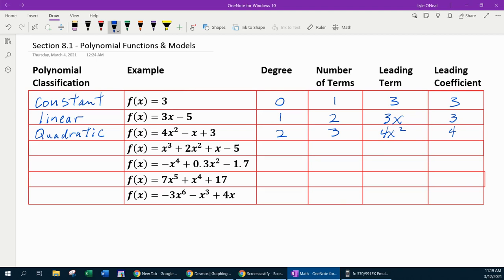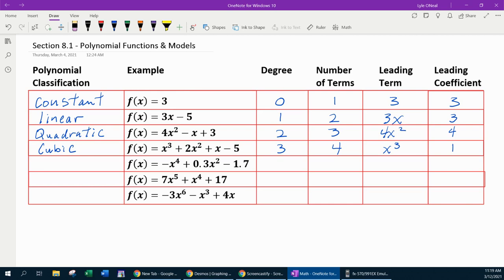All right, next, x to the third. If 3 is your biggest power, we call that cubic. That is a cubic function. Again, the degree is the biggest power, so the degree would be 3. 1, 2, 3, 4 terms. This has 4 terms, where the leading term is x to the third. And the number in front of that term, since there is no number visible, that is an understood 1. So the leading coefficient would be 1.